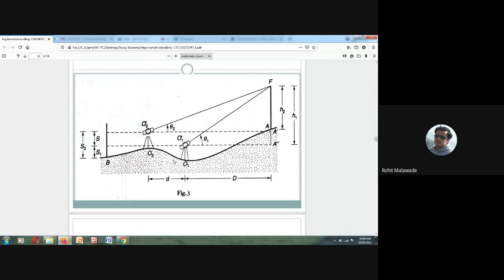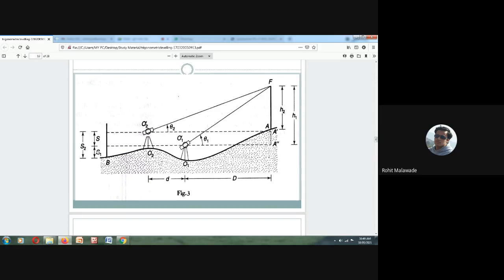So D is nothing but the distance between O1 and O2, and this is the larger distance between O1 and F, right? So this is the larger horizontal distance. H2 is nothing but the difference in height between the line of collimation and the object, and H1 is nothing but the difference in the angle of elevation between the object and the line of illumination.